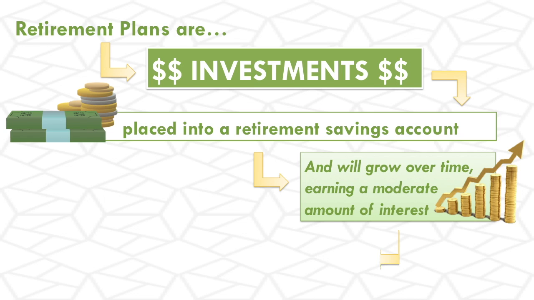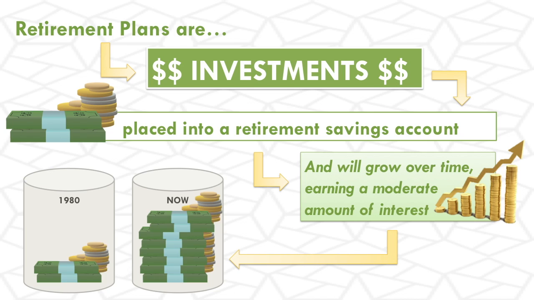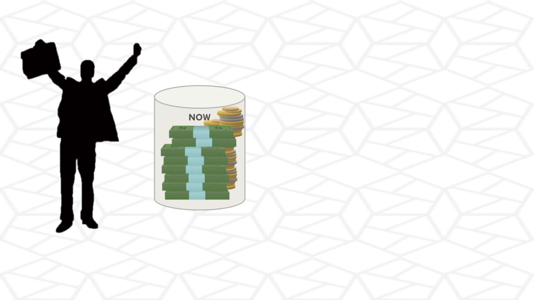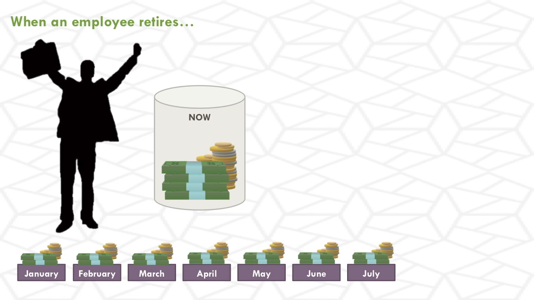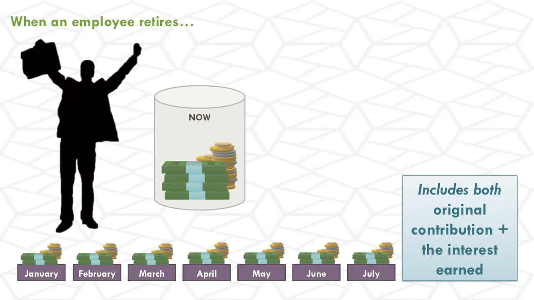So what this looks like in practice is, let's say that in 1980, you put in a particular amount. Well, hopefully, in the current tax year, those contributions that have been put into the retirement account will have earned some interest, and the idea is that you will have more in your account than what you started with. So, when an employee retires, he or she will receive distributions from their retirement account on a regular basis. These distributions are going to include the portion originally contributed, either as funded by the employer or the employee, plus the interest that was earned in the account.